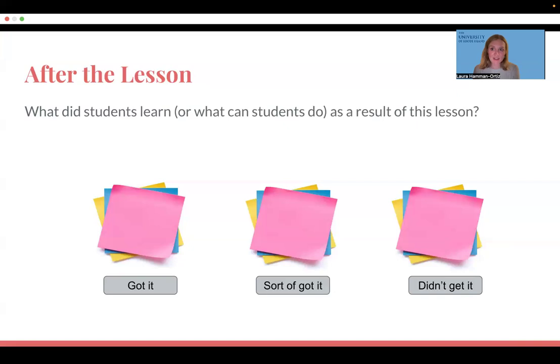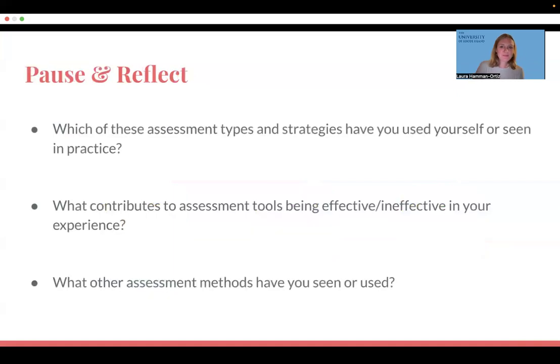So the next time we had math centers, I would bring my students together who didn't get it, and we would do some reteaching, right? Or who sort of got it, and we could do some clarification. So it's a great way to just get a quick pulse on what students understand, so you can then make some informed decisions.